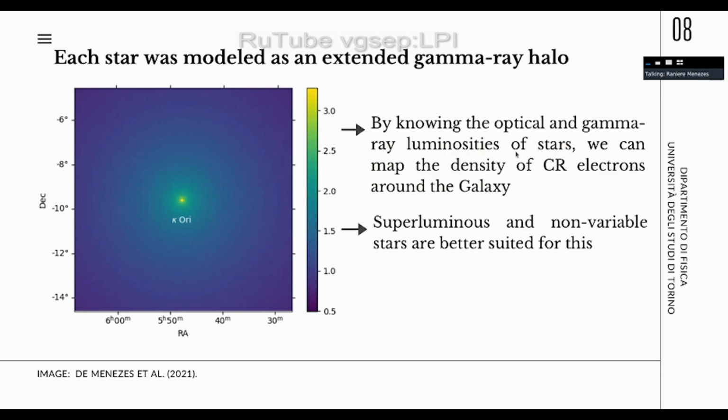And this is, I basically told you already this. We can use these stars to map the density of cosmic ray electrons. The more luminous the star, the better, because it will emit more gamma rays, so it's easier to be spotted by gamma ray telescopes. And of course, a non-variable star is preferred, because in this way we know better the density of thermal photons surrounding the star. We have a steady source of thermal photons.